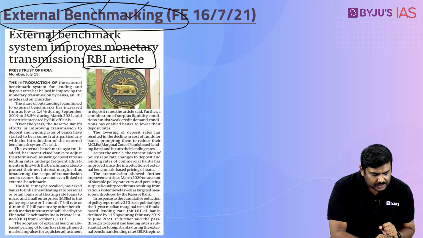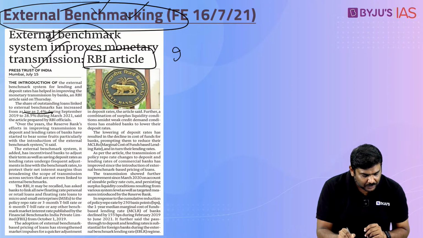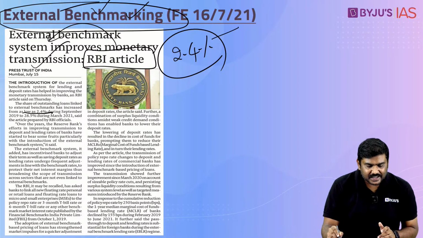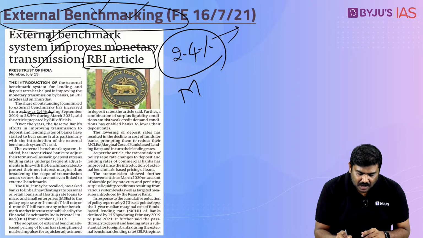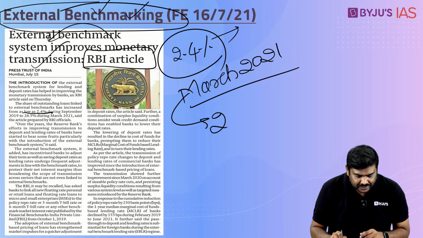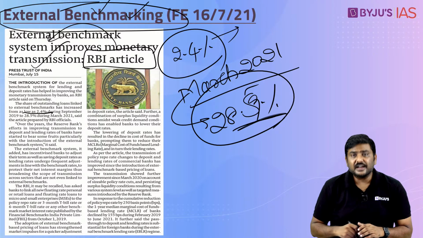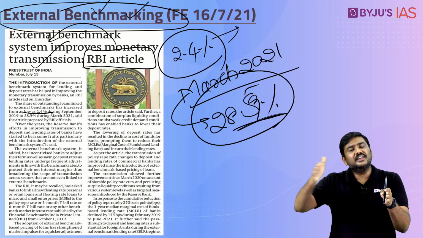For example, have a look at this. Before the introduction of external benchmarking, only 2.4% of the outstanding loans were under the concept of external benchmarking, and within 2 years, that is by March 2021, this has increased to 28.9%, or 28.5%, just make a correction here. So, the number of loans which are kept under external benchmarking has increased.